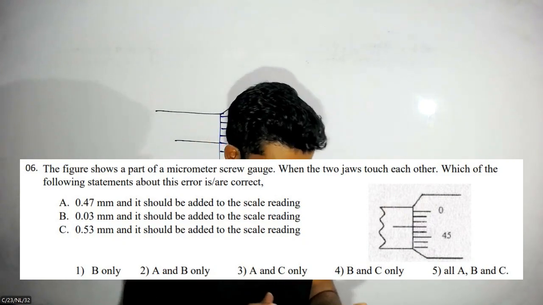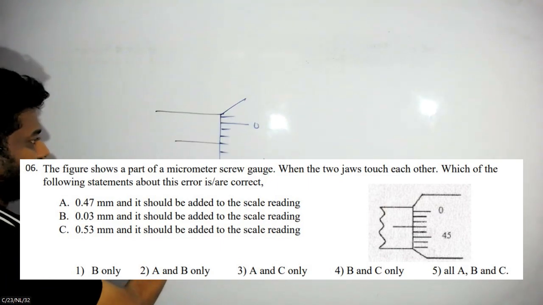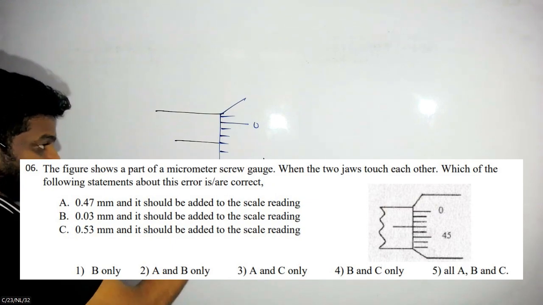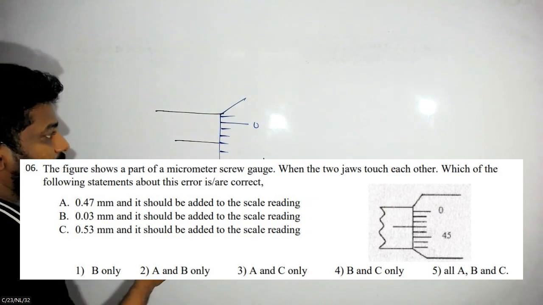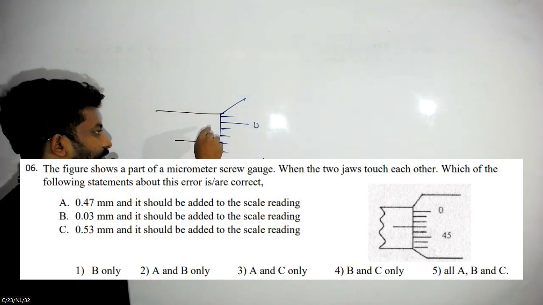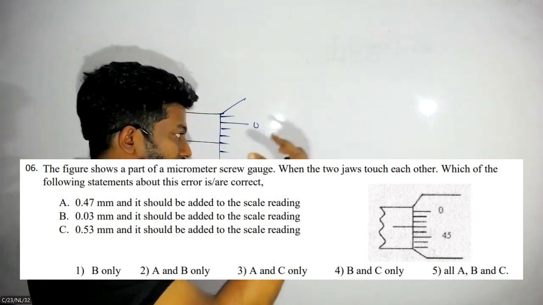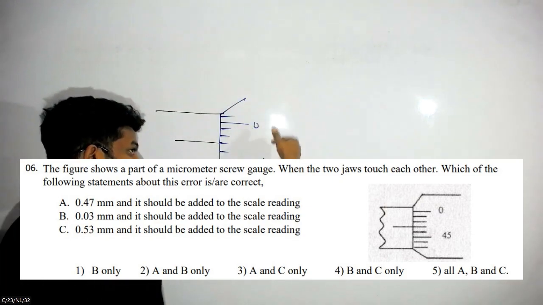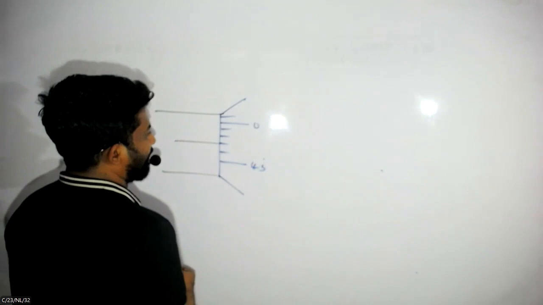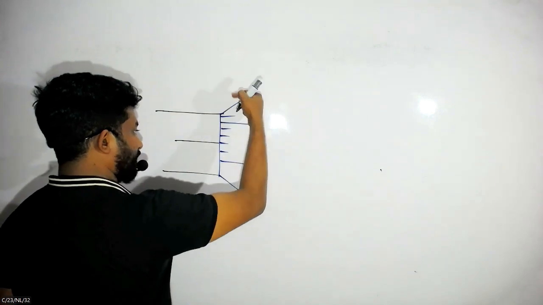Right, let's see question number 6. In this question, they have given a diagram. By using this diagram, you need to identify the zero error and how to correct it. You can observe that the main scale zero division and zero mark disappear. That is, the circular scale moves towards the left side and rotates in the clockwise direction.